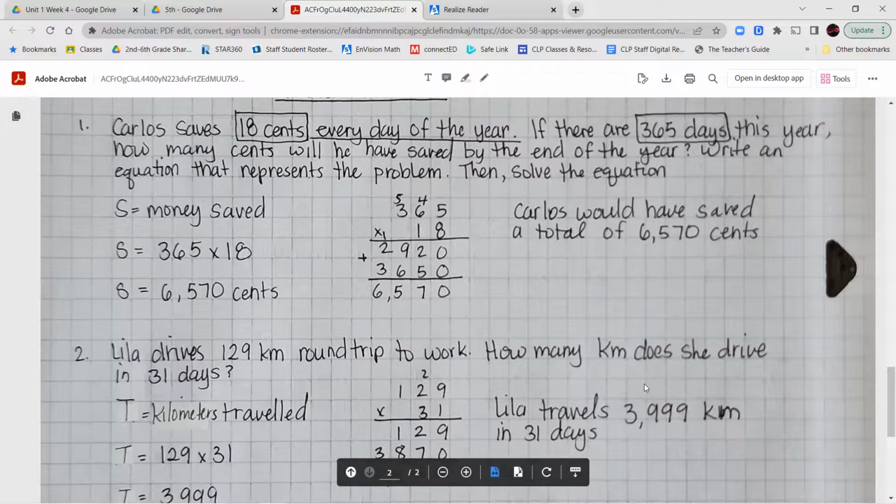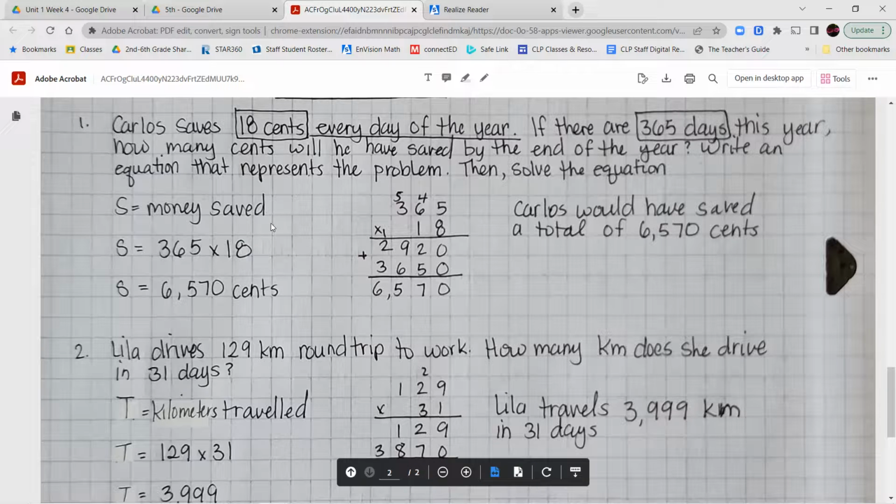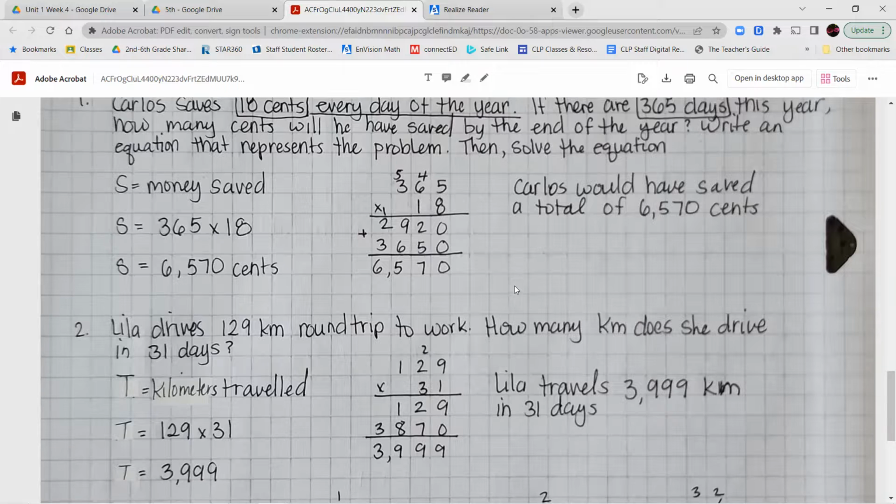For your guided practice, our first question says, Carlos saves 18 cents every day of the year. If there are 365 days in this year, how many cents will he have saved by the end? Write an equation that represents the problem and then solve. So I'm going to use the variable S for the money that he saved. So S is going to equal the 365 days times the 18 cents that he saved each day. I'll stack and use a standard algorithm to multiply, and I found that my answer was 6,570. So he will save a total of 6,570 cents in 365 days.